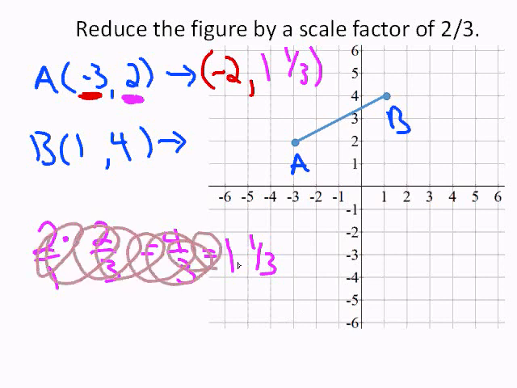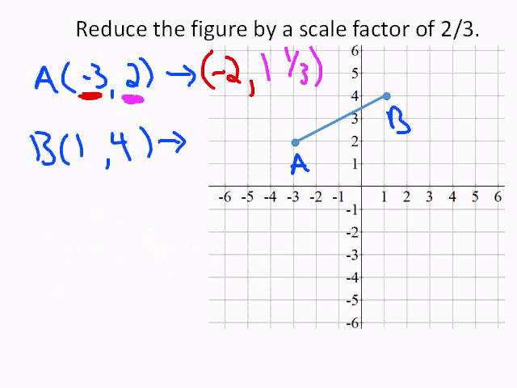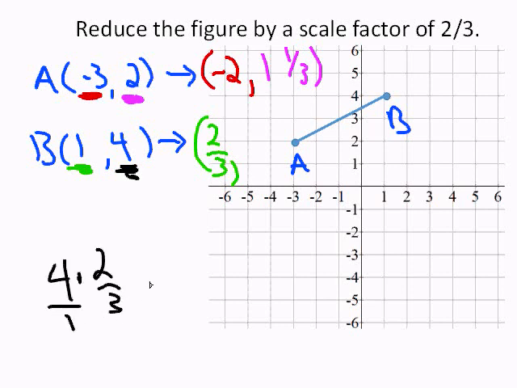Let's go ahead and find our x and y values for B, and then we'll plot them after that. So B, instead of being 1, we're going to go 1 times 2/3, which is pretty easy. It's just 2/3. And for our last one, 4 times 2/3. Again, we put 4/1, multiply top to top, bottom to bottom. We get 8/3, which is 2 and 2/3.